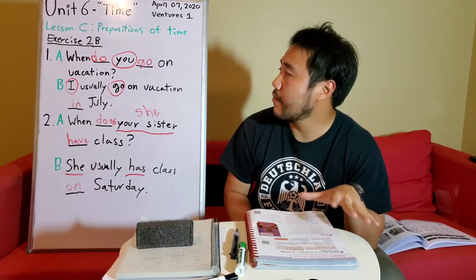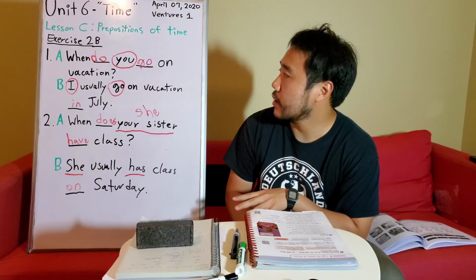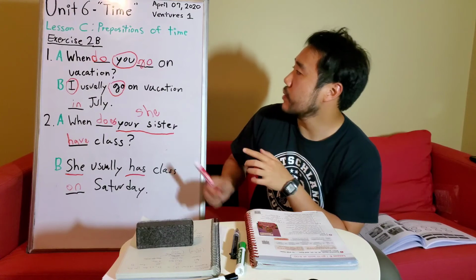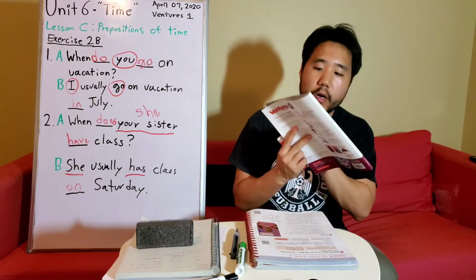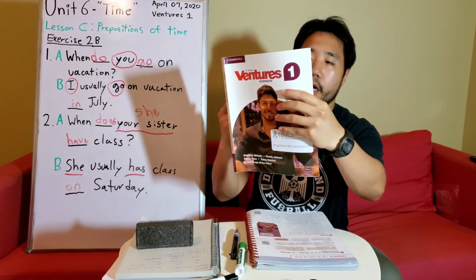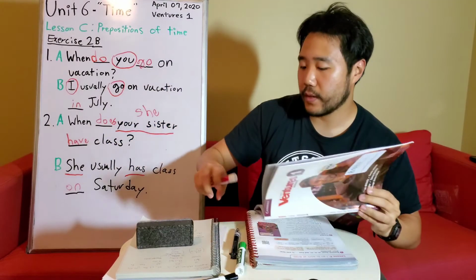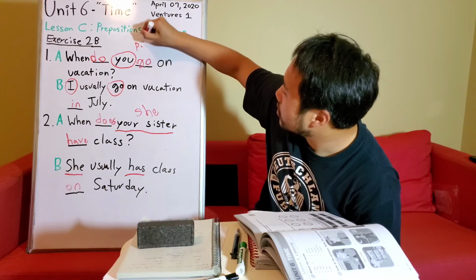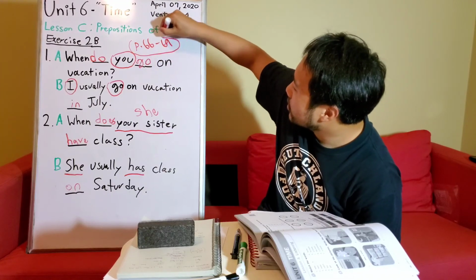Since we don't have much time, we will continue where we left off in the next video, which will continue with prepositions of time. And then for the homework, I want you, on the Ventures 1 workbook, please do pages 66 to 69. This will be your homework.